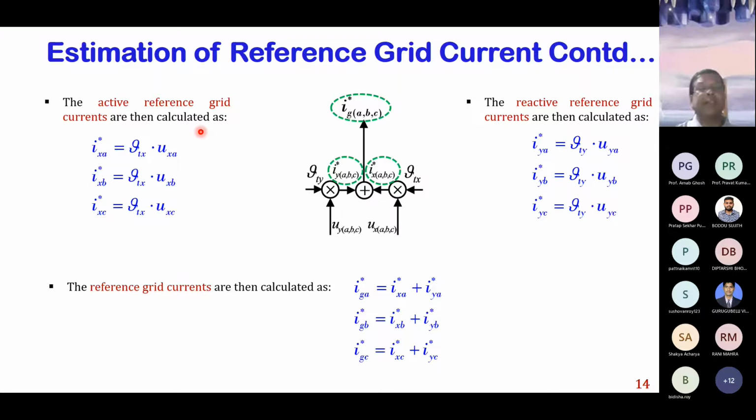The active reference grid currents are calculated like this, once you get your VTA, VTB, and VTC. These are the A, B, C three unit templates, so the corresponding reference grid currents you can estimate. Similarly, the reactive reference grid current is calculated with the unit template in quadrature form. The reference grid currents are then calculated as the phasor sum of these two, the active and reactive components, for A, B, C phases.